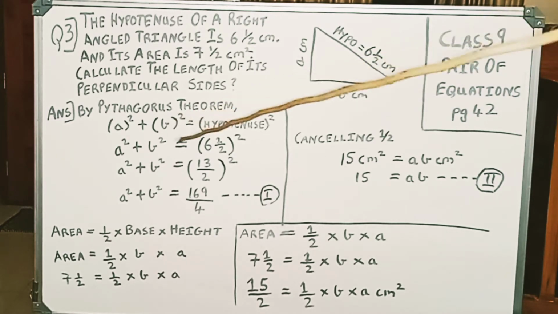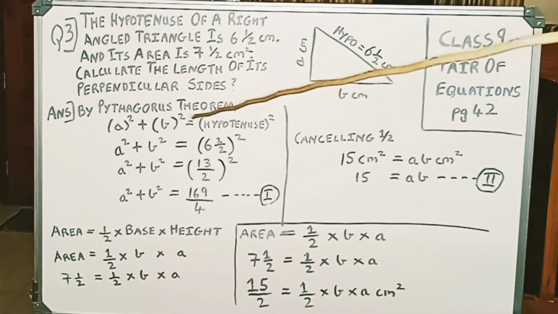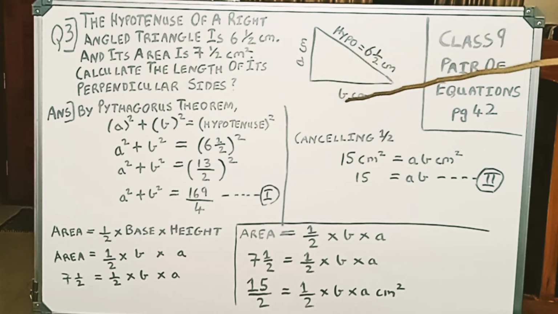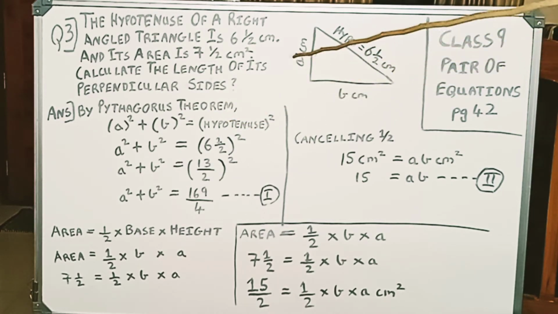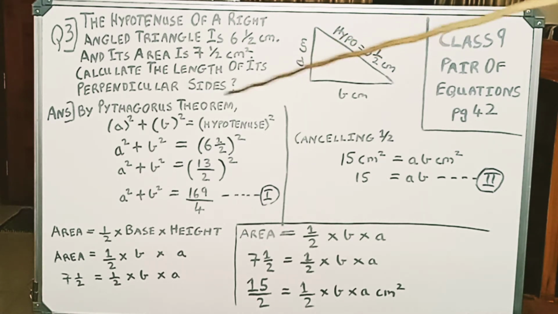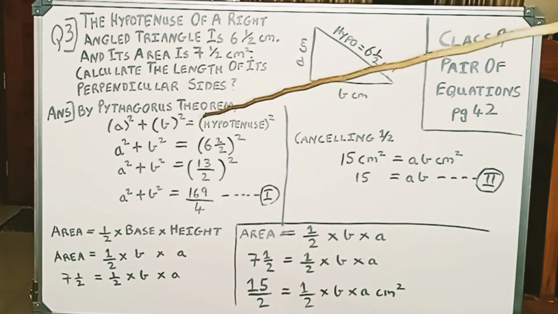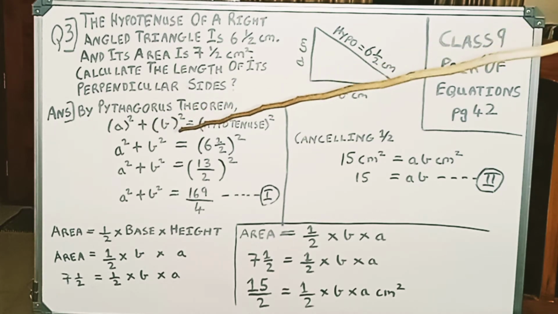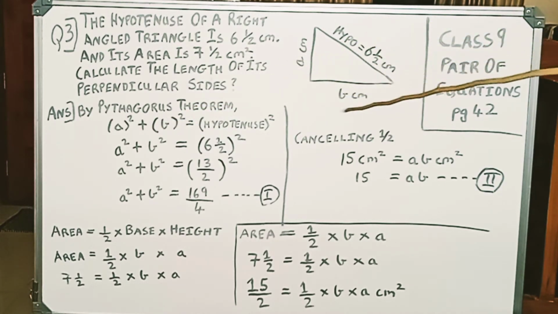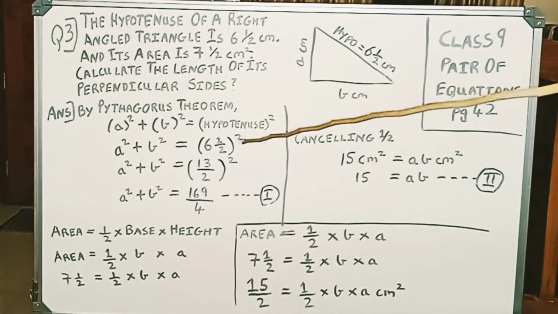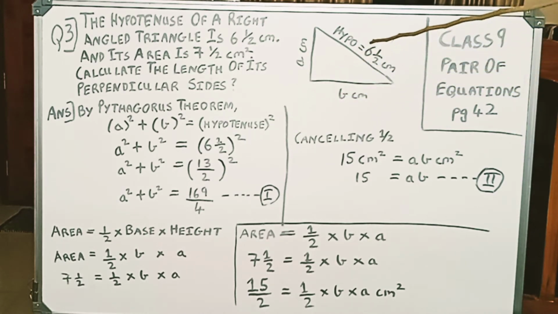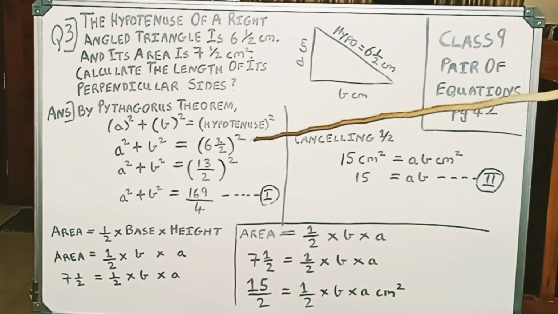So by Pythagoras theorem we will get A square plus B square is equal to hypotenuse square. We had learned in 8th standard, A square plus B square is equal to hypotenuse square by Pythagoras theorem. Now when you substitute the values, we are not aware what is A square and what is B square. They are the perpendicular sides of the right angle triangle. The hypotenuse is given as 6.5. So 6.5 the whole square.